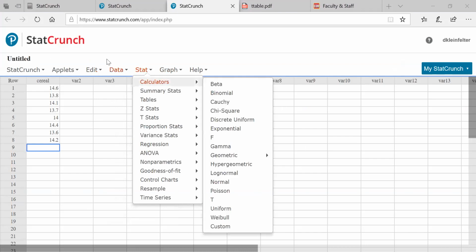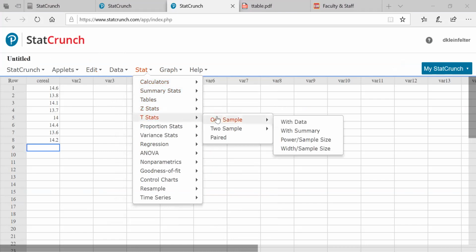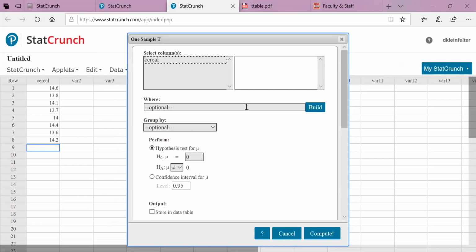So we will put Stat, and then what are we doing? We're doing t statistics. We have one sample. This time, actually, we have the data. If we didn't, we would be using the summary information. But as it is, this time we have the data. So let's do that. We'll select the columns that we want. We had used this to get us confidence intervals back in chapter 7. But now we're actually able to do the hypothesis test.